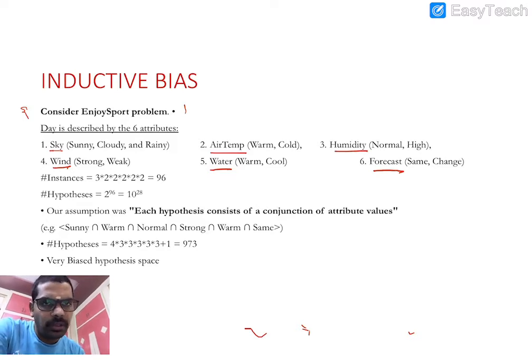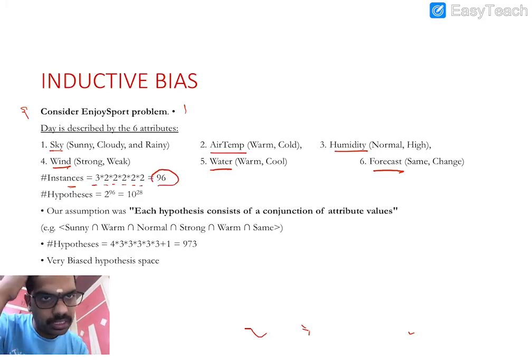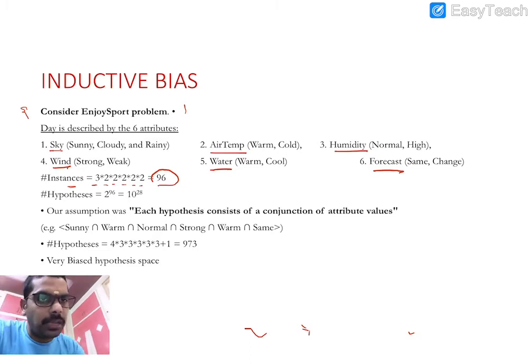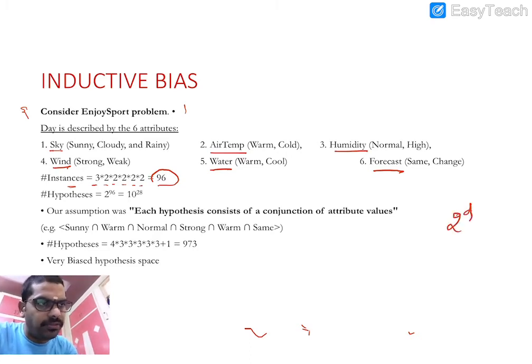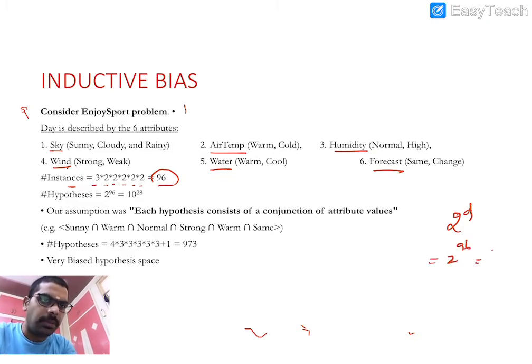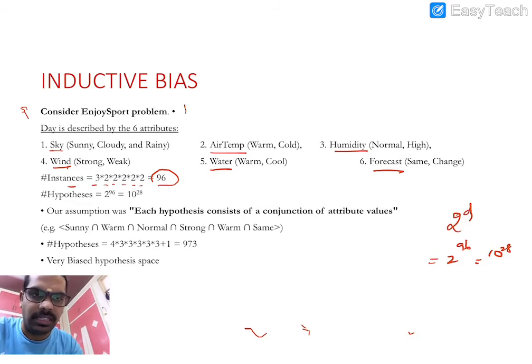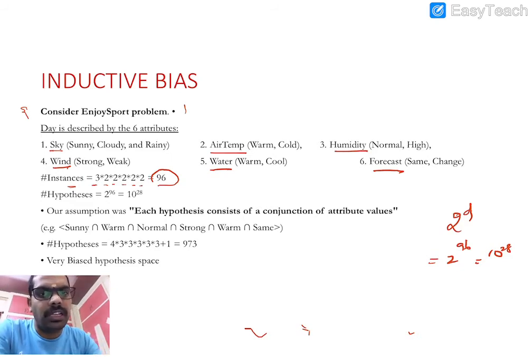So these are the attributes with such elements. Whenever we consider the number of instances, with the help of all these things, the number of instances is computed. Sky 3, temperature 2, humidity 2, wind 2, water 2, forecast 2. So total 96. So how to compute the hypotheses? Based on the number of instances, the hypotheses can be computed as 2 to the power of d, that is 2 to the power of 96, which is approximately equal to 10 to the power of 28. So like this we calculate the hypotheses.